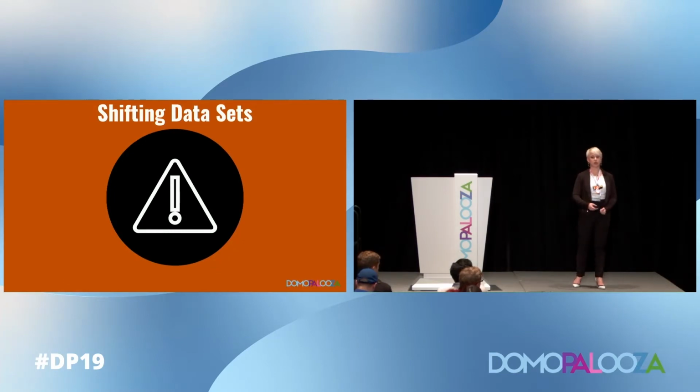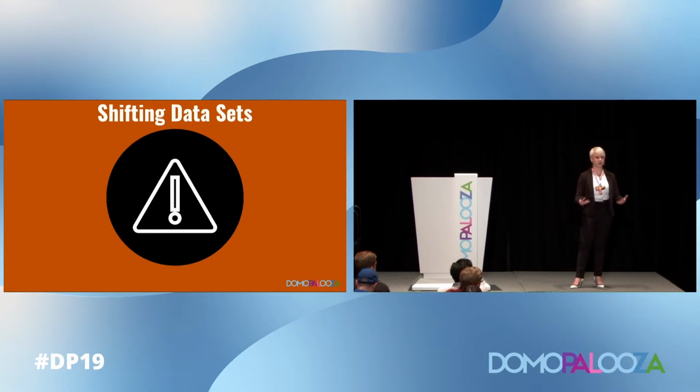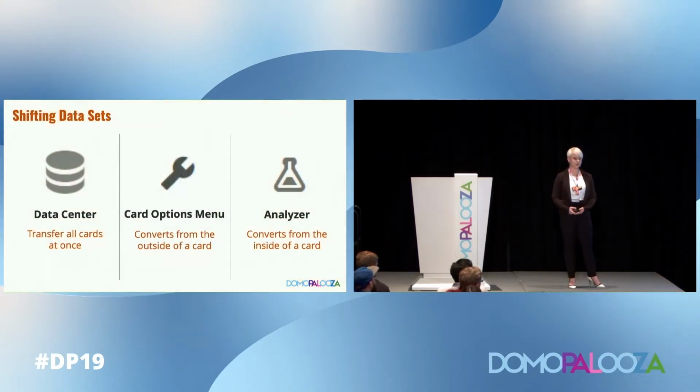So I mentioned shifting cards from one data set to another, and this particular issue has haunted me, because doing this process has produced a lot of errors for me, and a lot of weird ones where I'm like, I don't understand why this is happening. So I just wanted to share some insights with you guys about where these errors come from and why, and how to avoid them.